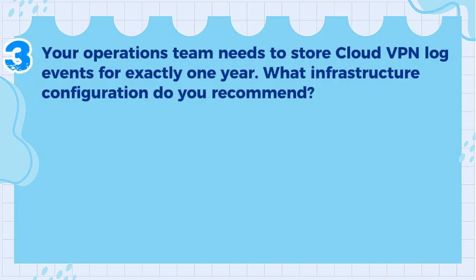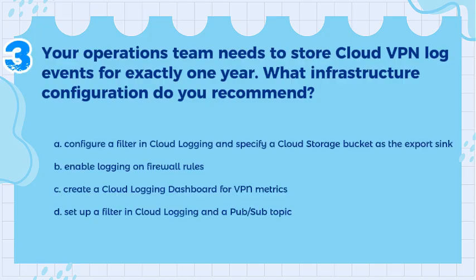Question number 3. Your operations team needs to store Cloud VPN log events for exactly 1 year. What infrastructure configuration do you recommend? The choices are A. Configure a filter in cloud logging and specify a cloud storage bucket as the export sink. B. Enable logging on firewall rules. C. Create a cloud logging dashboard for VPN metrics. D. Set up a filter in cloud logging and a pub sub topic.